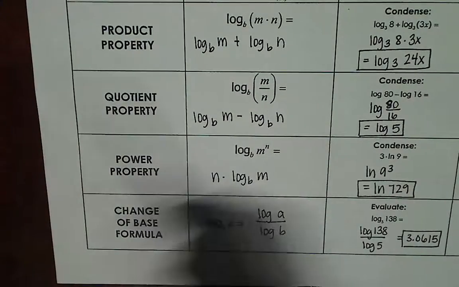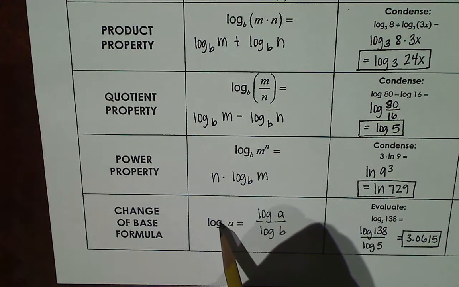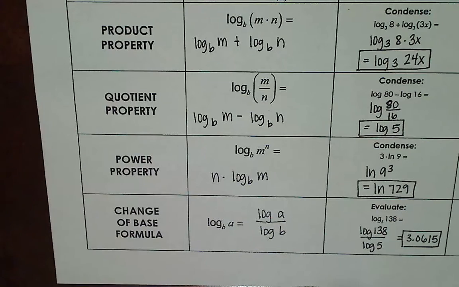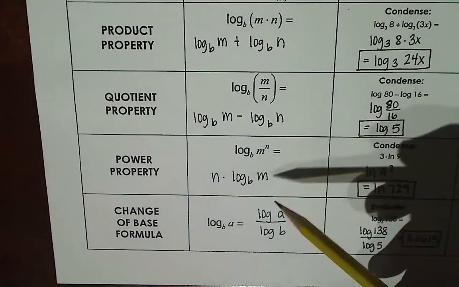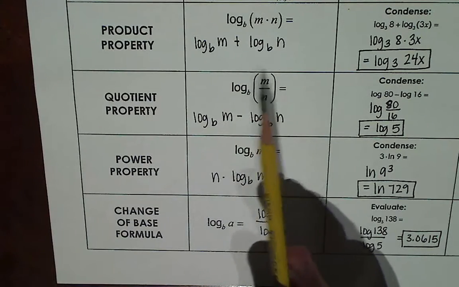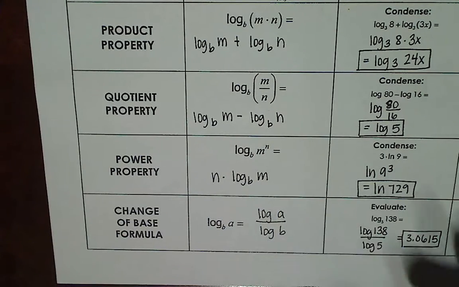And then the change of base formula, which I think we've seen before, where you have log base b of a is the same as log of a over log of b. Okay. So you'll need to know these forwards and backwards. If you're given it in this form, be able to write it as a quotient. If you're given it in this form, rewrite it in a subtraction format.